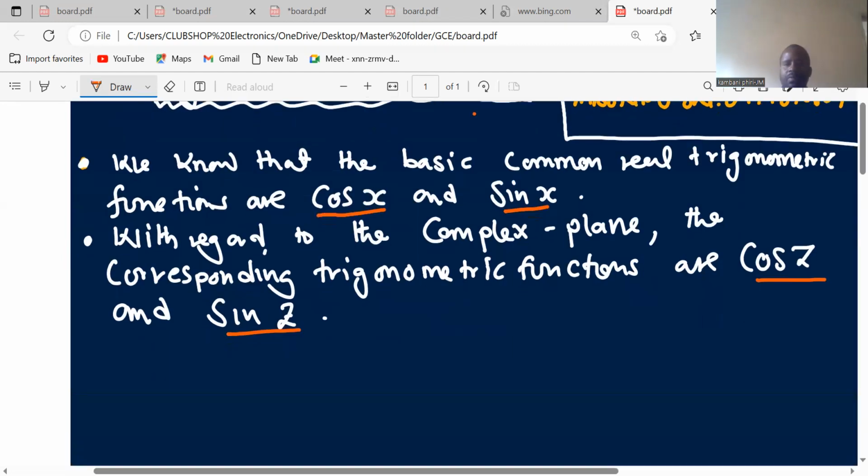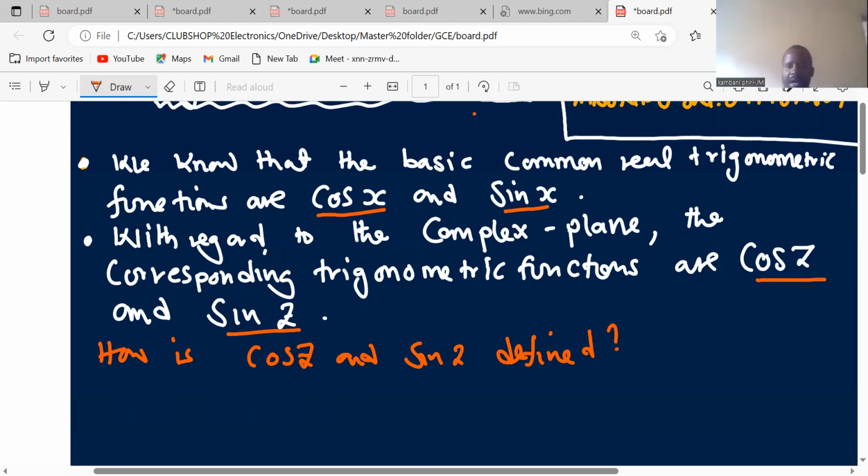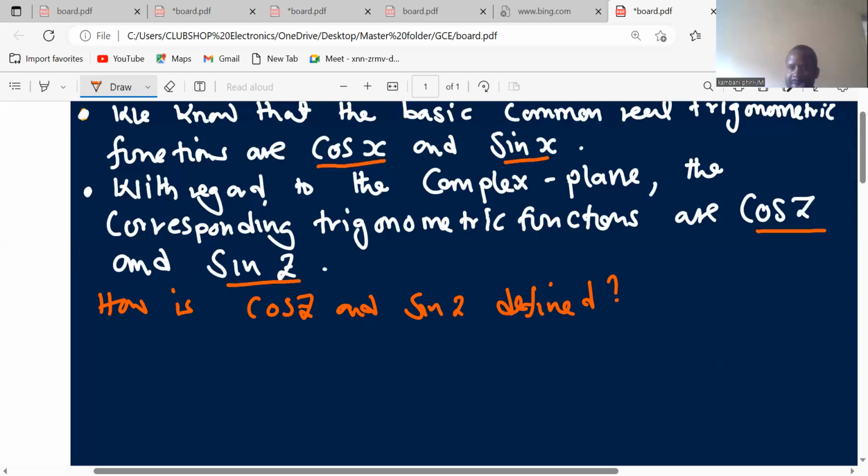Now, how is cos z and sin z defined? And this is a question that we need to answer. All right, we'll see how we're going to define them.